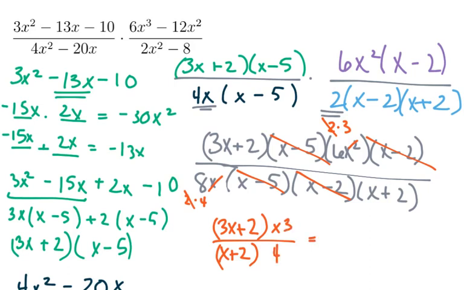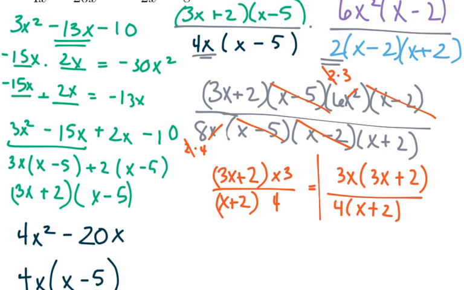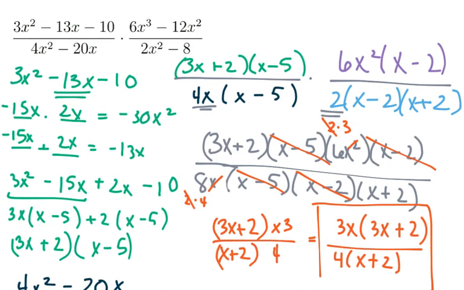And now I'm just going to rewrite this with the coefficient out front, so we don't think that that's a multiplication sign. And our final answer will be 3x times 3x plus 2 over 4 times x plus 2. And there's no need to multiply it out. We can just leave it like this.